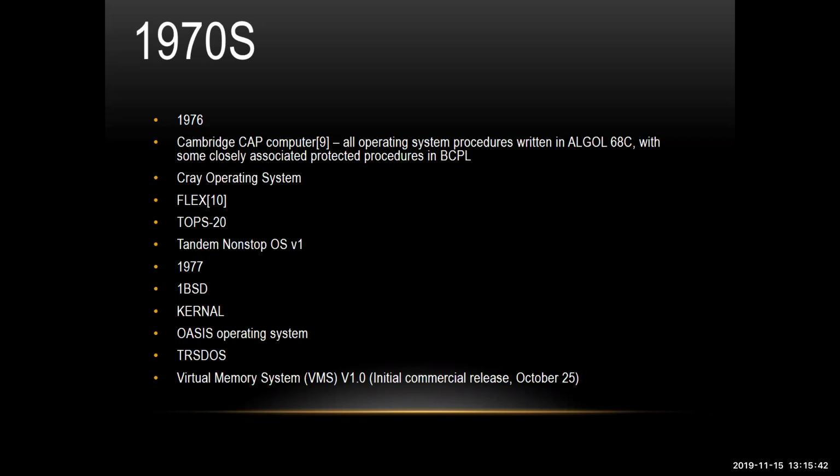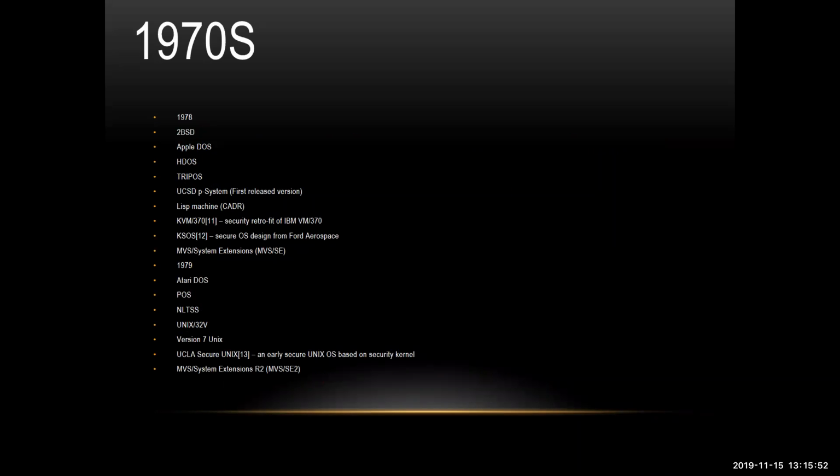And then we had Virtual Memory System, or VMS, version 1.0. And then during 1978, we had 2BSD. We also had Apple DOS. It is the family of operating systems for the Apple II series of microcomputers from late 1978 through early 1983. It was then superseded by ProDOS in 1983. The Apple DOS has three major releases: DOS 3.1, DOS 3.2, and DOS 3.3.